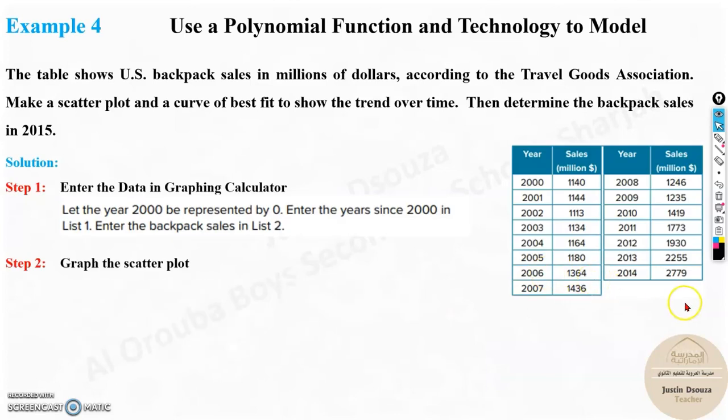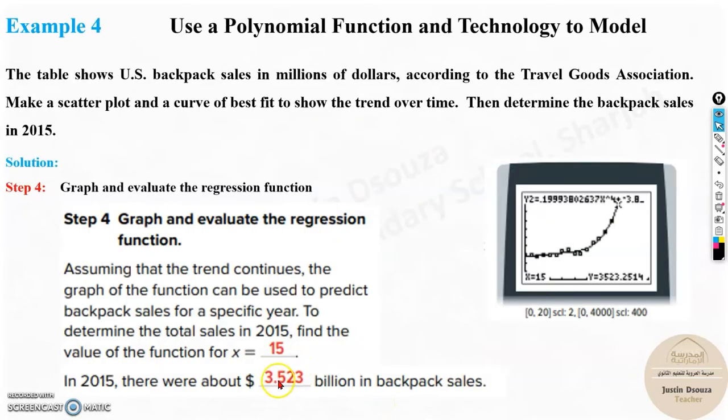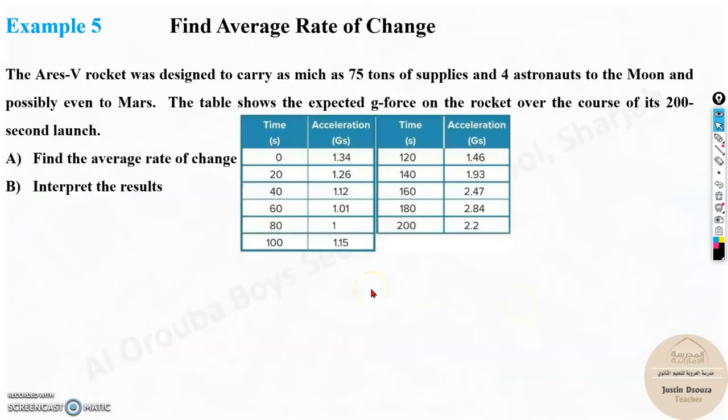Let me just go back quickly over here. See, it was 2255 for 2013, 2014 2779, 2015 it was 315 and something. That is approximately correct. So 3.523 is approximately the correct answer. Similarly, let's do one more problem.